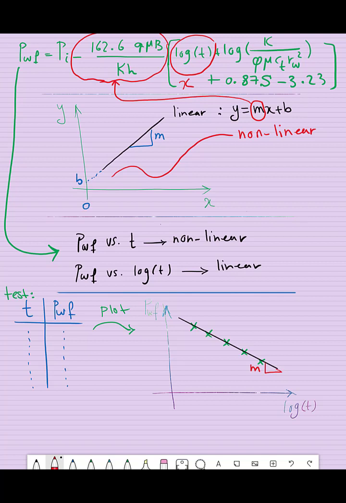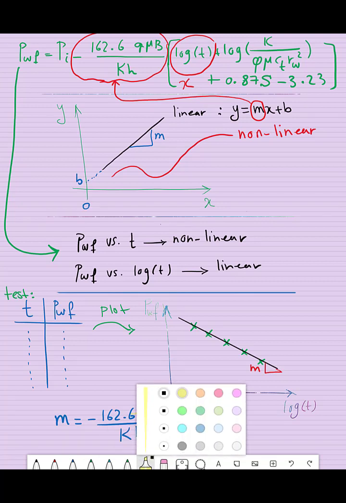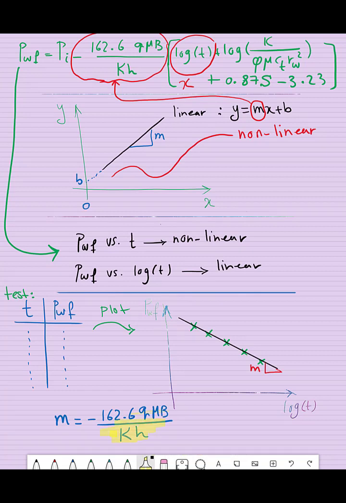Right? And so according to that, I'm gonna have m equals negative 162.6 q mu B over k h. This equation right here is a pretty important equation that relates permeability to the slope of the line, and we're going to see this again later in build-up test as well.